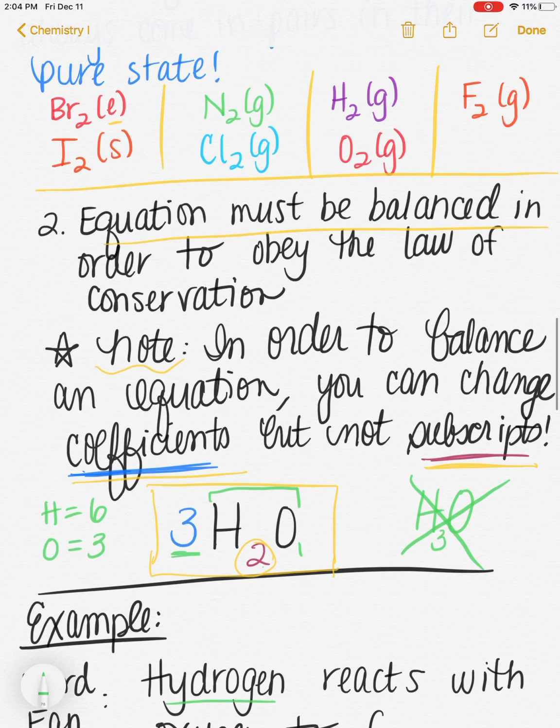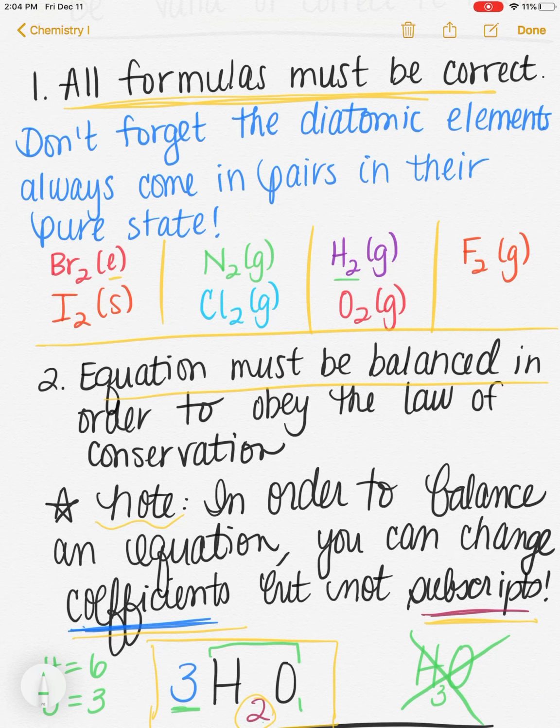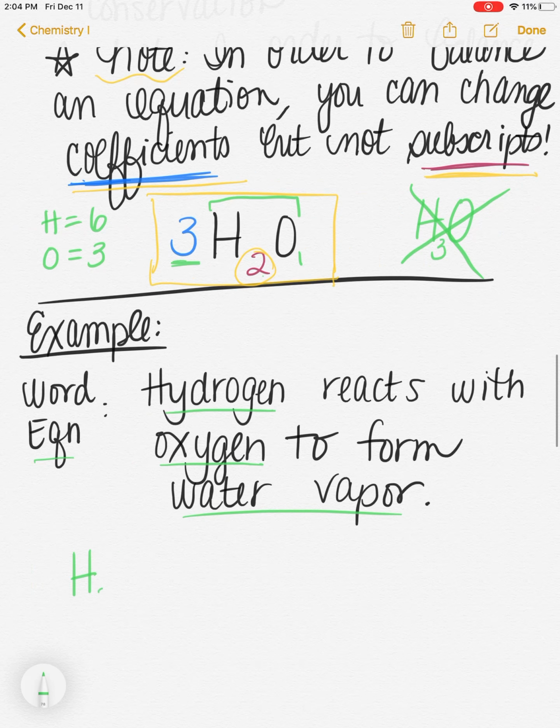Then we ask ourselves, is hydrogen a diatomic element? Well, it's on our list, so we can't just put hydrogen, we have to put H2. The phase label for hydrogen, when you look it up on the periodic table, is a gas, so I'm going to put a G in parentheses. Reacts with, so I'm going to put a plus sign.